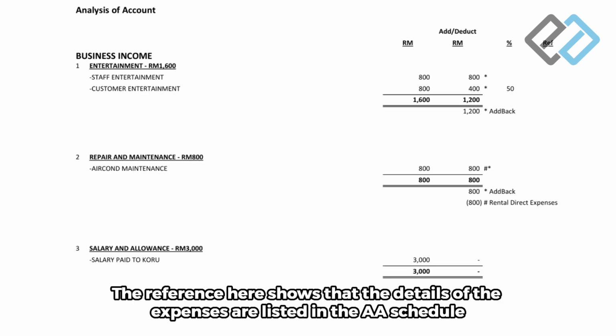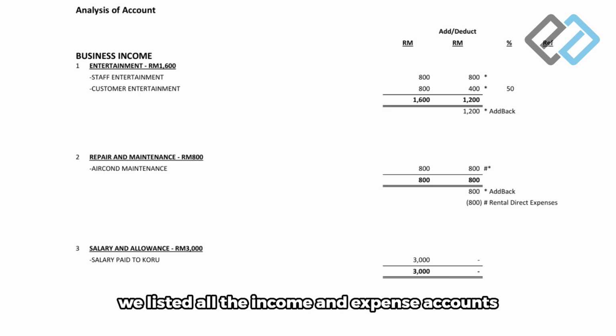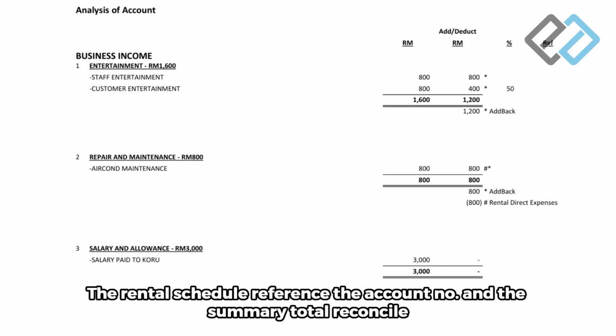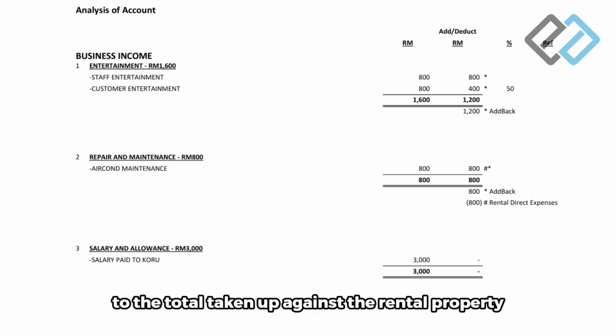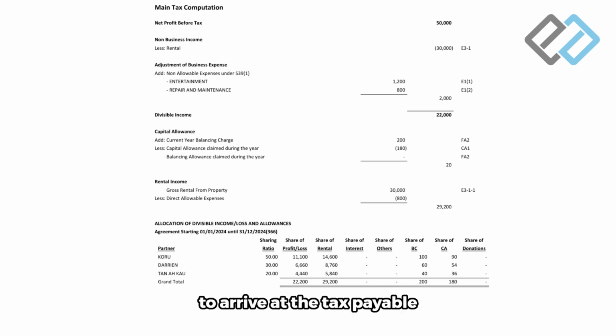The reference here shows that the details of the expenses are listed in the AA schedule. In the AA schedule, we listed all the income and expense accounts. The summary section of the account shows the respective tax treatment. The rental schedule referenced the account number and the summary total reconciles to the total taken up against the rental property. The main tax computation shows all the income and expenses taken up accordingly to arrive at the tax payable.